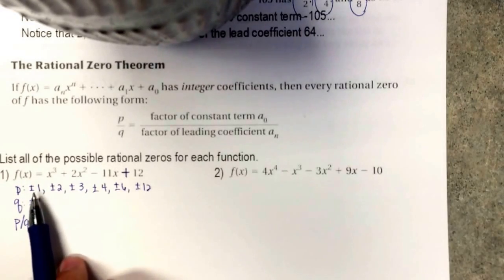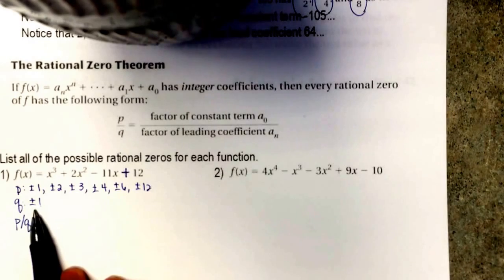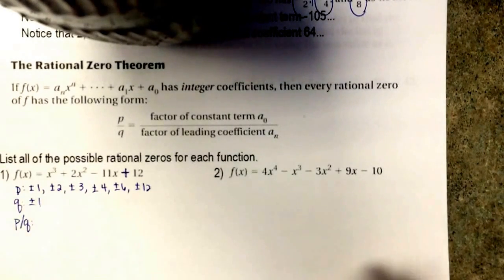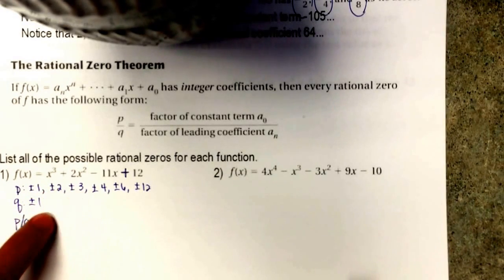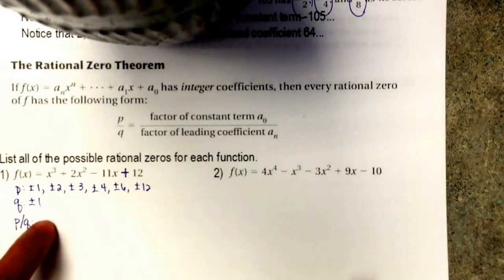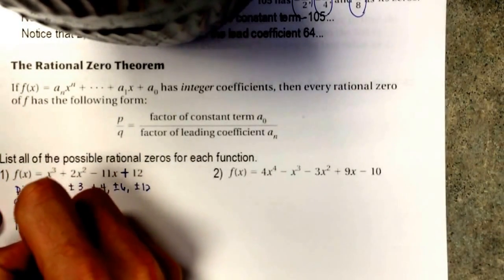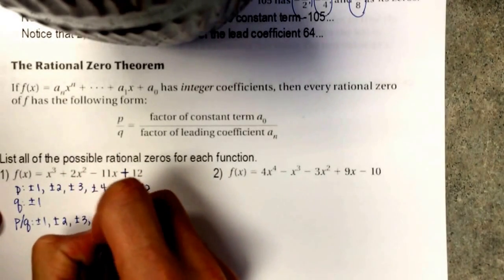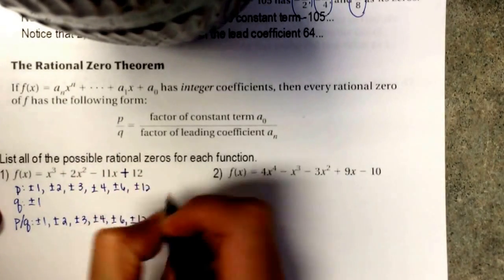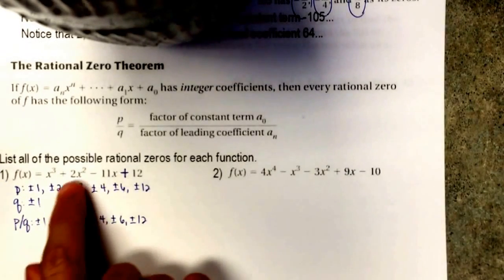All you're going to do is take every single p and write it as a fraction over every single q. In this particular one, 1 divided by 1, 2 over 1, 3 over 1, 4 over 1, 6 over 1, and 12 over 1 all just give me that same exact list of numbers. So I'm actually just going to end up recopying the list that I already have made. So what I know is these are the only possible rational zeros for this function.